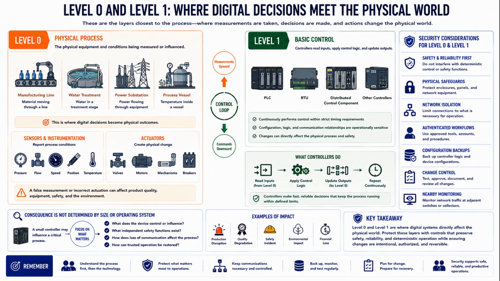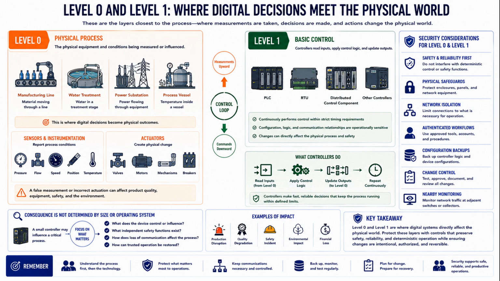Level 1 provides basic control. Programmable logic controllers, remote terminal units, distributed control components, and other controllers read inputs, apply control logic, and update outputs. Many perform this work continuously and within strict timing requirements. Their configuration, logic, and communication relationships are operationally sensitive. Security at these levels must respect safety and reliability. Aggressive scanning, untested endpoint software, or an unexpected restart can interfere with deterministic control.